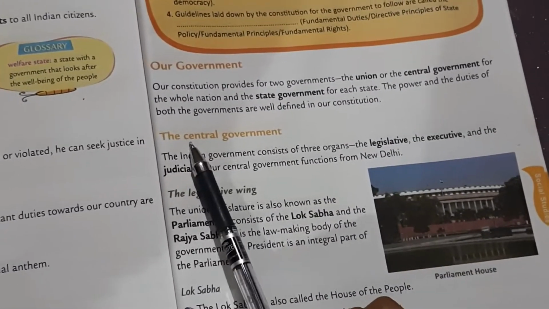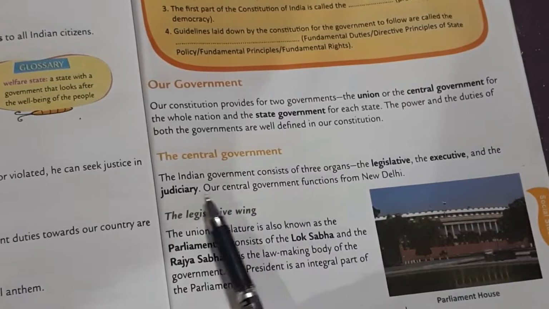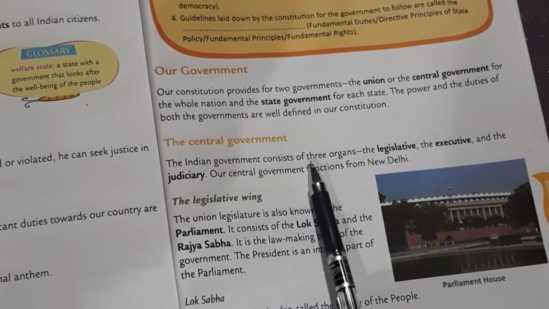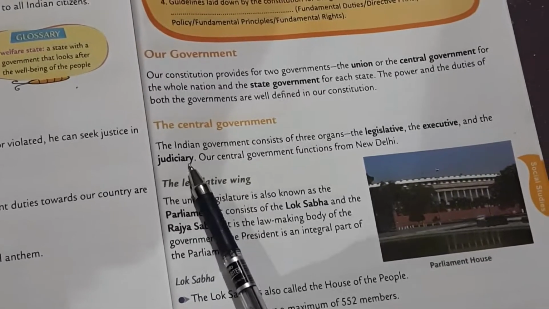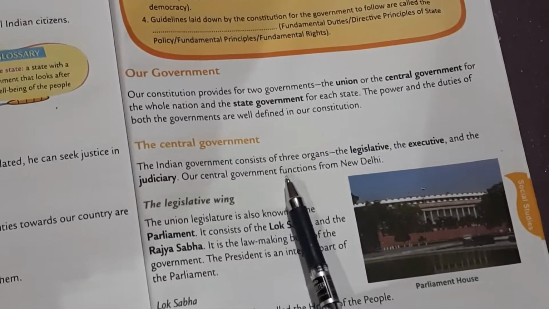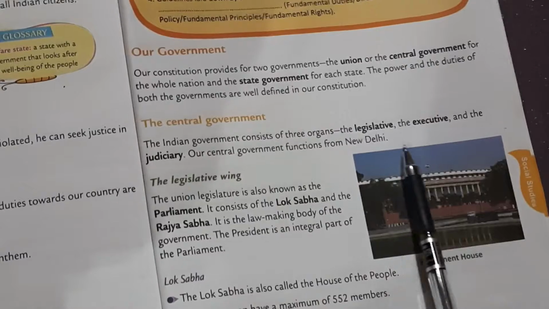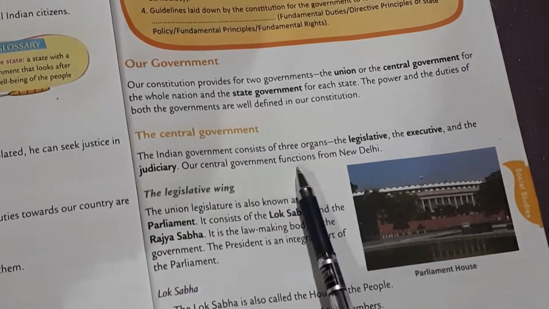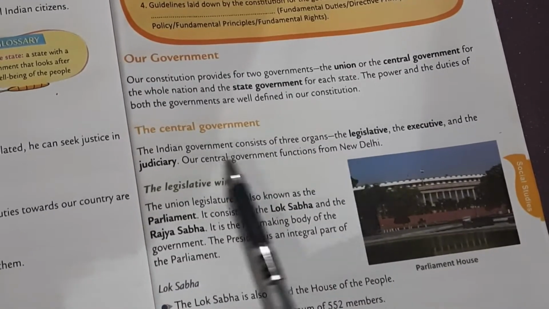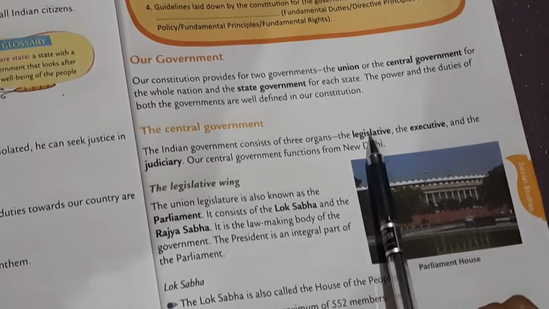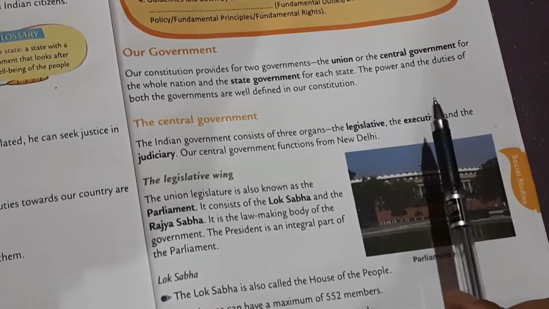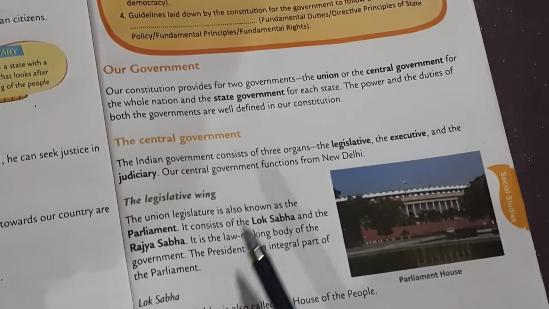The next topic is the central government. The Indian government consists of three organs: the legislative, the executive, and the judiciary. Our central government functions from New Delhi.